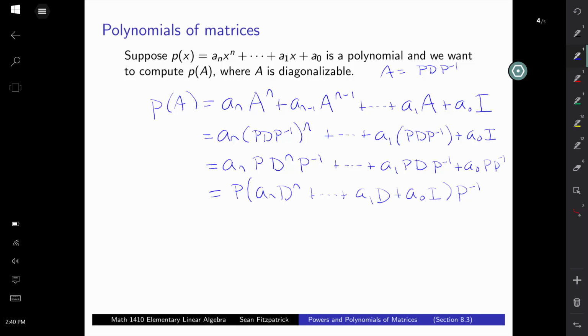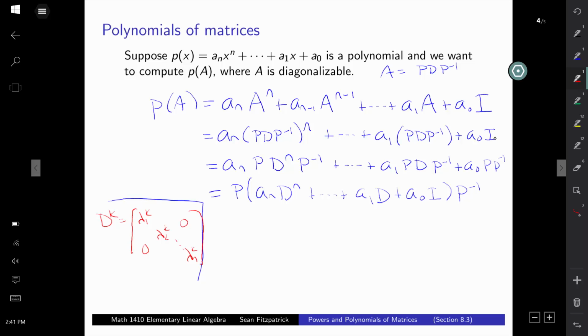And we can go one step further. I know what each one of these D to the k's looks like. I know that D to the power k, where k is anywhere from 1 to n, looks like lambda 1 to the k, and then lambda 2 to the k, down to lambda n to the k. It's diagonal, with powers of lambda down the diagonal.